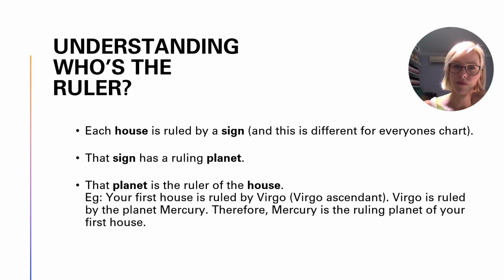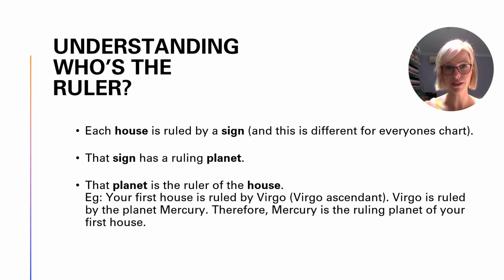Understanding who's the ruler. So each house is ruled by a sign, and this will be different in everyone's chart. That sign has a ruling planet. That planet is the ruler of the house. For example, if your first house is ruled by Virgo, meaning you have a Virgo ascendant, Virgo is ruled by the planet Mercury, and therefore Mercury is the ruling planet of the first house.